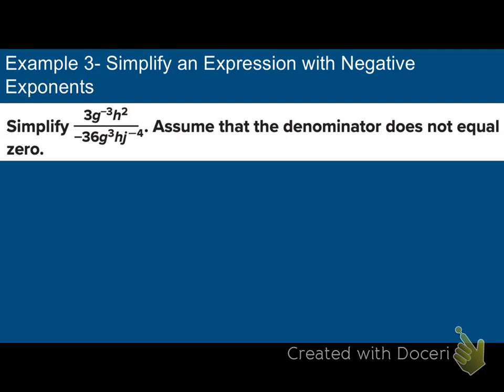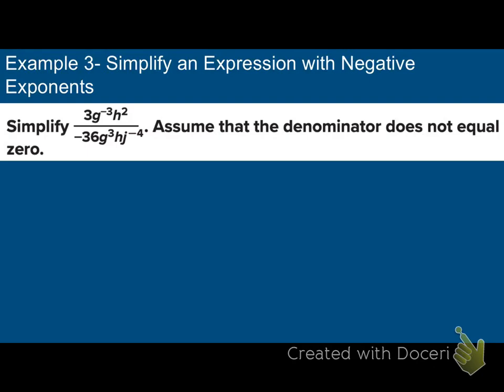Example 3. Simplify 3g to the negative third h squared over negative 36g to the third hj to the negative fourth. Assume that the denominator does not equal 0. Wow. There's a few ways I could approach this. Any ideas on what you guys would want to do first here?